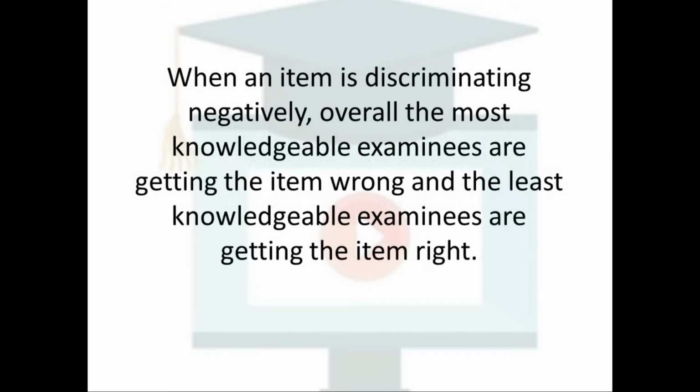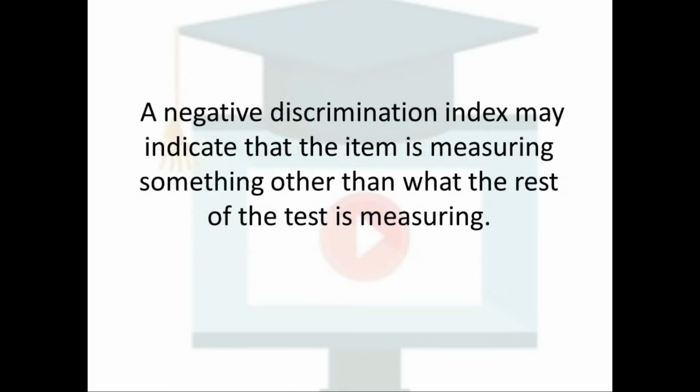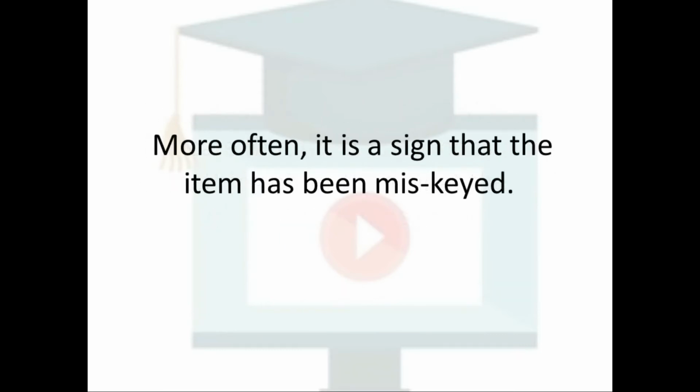When an item is discriminating negatively, overall the most knowledgeable examinees are getting the item wrong, and the least knowledgeable examinees are getting the item right. A negative discrimination index may indicate that the item is measuring something other than what the rest of the test is measuring. More often, it is a sign that the item has been miskeyed.